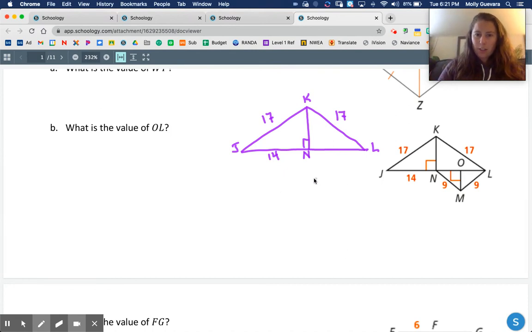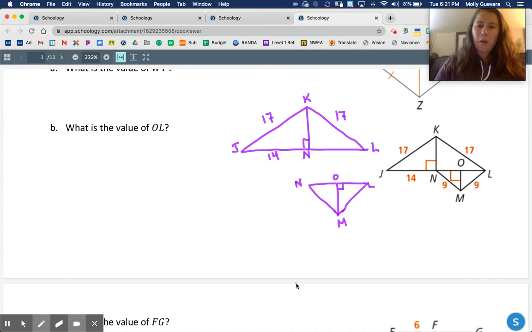So I drew the big triangle, and then down below, I also drew the small triangle. So all I've done is I've kind of split this, right? And so here's N, here's L, M, and O. Okay, so I looked at the big triangle and I said, this is a perpendicular bisector because JK and LK are both 17. So that tells me since JN is 14, that LN is also 14.